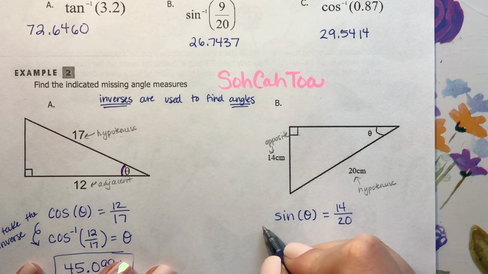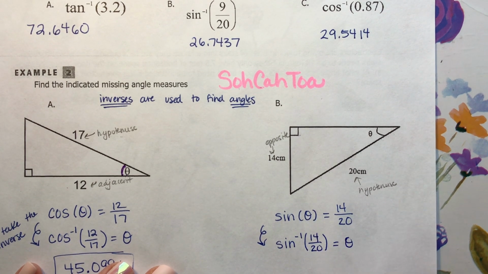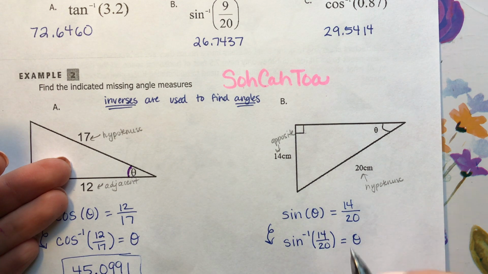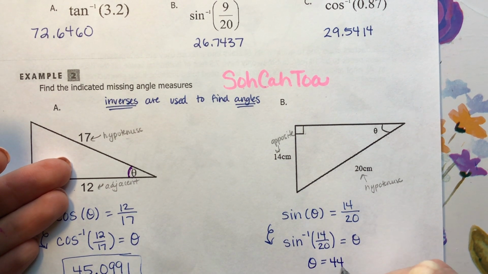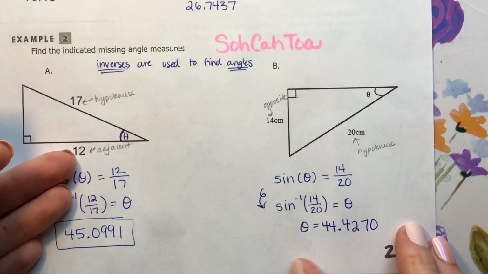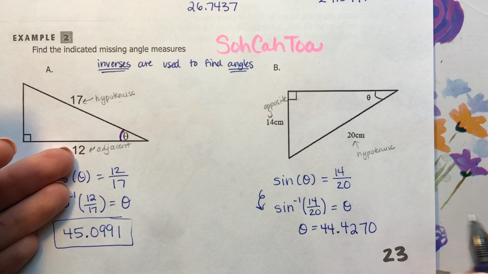Now I'm ready to take the inverse. So it's going to be the inverse sine of 14 over 20 is equal to theta. We want to stick that into our calculators. So I'm hitting the second key and then sine. I have 14 divided by 20. And that's getting me 44.4270 for that angle. So now I know that this angle is about 44.5 degrees, about.